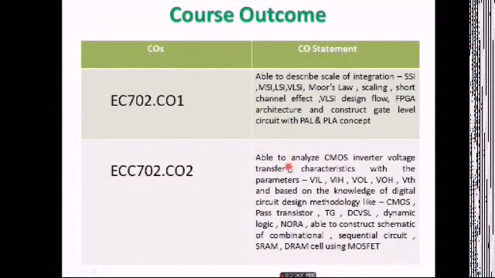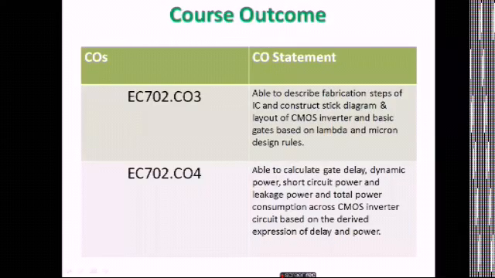Next one is course outcome 2, that is CO2, that is able to analyze CMOS inverter voltage transfer characteristics with the parameters VIL, VIH, VOL, VOH, VTH, and based on the knowledge of the digital circuit design methodology like CMOS, pass transistor, TG, and DCVSL, dynamic logic NORA, able to construct schematic of the combinational sequential circuit, SRAM, DRAM cell. Next is the CO3 and CO4, and there are in total 6 course outcomes.